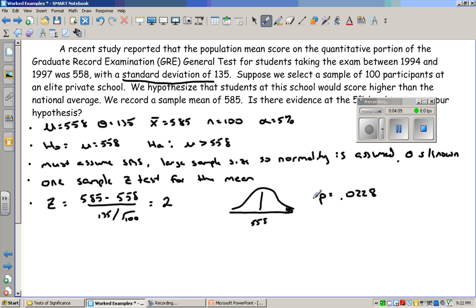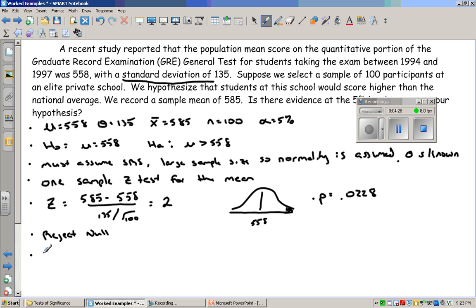So this was our 6th step there. Since our p-value is so small, we need to make a decision, and our decision would be that we are going to reject the null because our p-value is so small. And then the final thing is to state your conclusion.